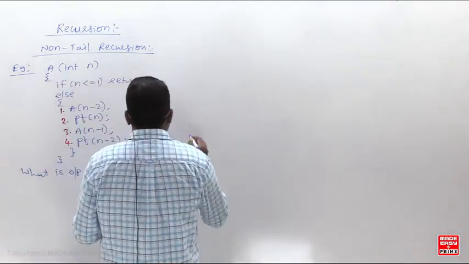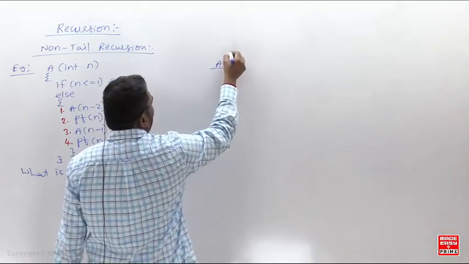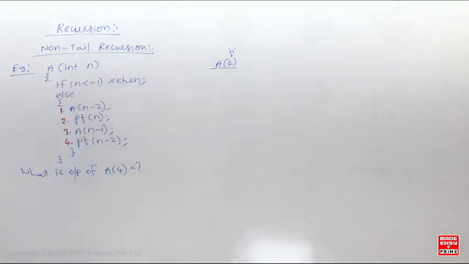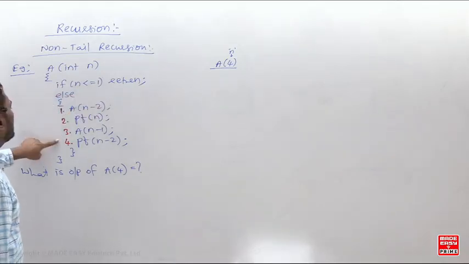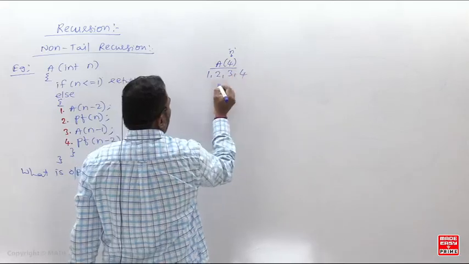So it's asking for the A of 4 value. Look here, this is the n value, and n is given as 4. Next question you are going to solve: A of 4. If n is less than or equal to 1, simply return. Otherwise, you execute all these 4 statements: 1, 2, 3, 4.